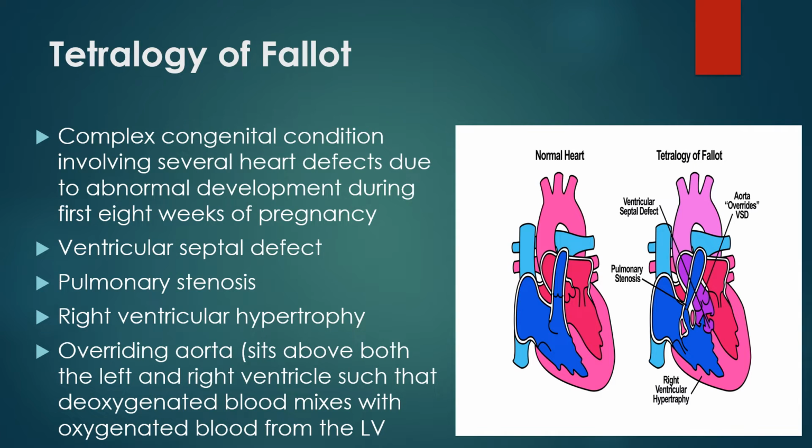So tetralogy of Fallot is a complex congenital condition involving several heart defects due to abnormal development during the first 8 weeks of pregnancy. These features are a ventricular septal defect. Then there's a narrowing of the valve leading to the pulmonary arteries, the pulmonic valve. There's also thickening of the right ventricle, right ventricular hypertrophy. And finally, there's an overriding aorta that overrides the VSD and sits above both the left and right ventricles, such that deoxygenated blood mixes with the oxygenated blood from the LV.